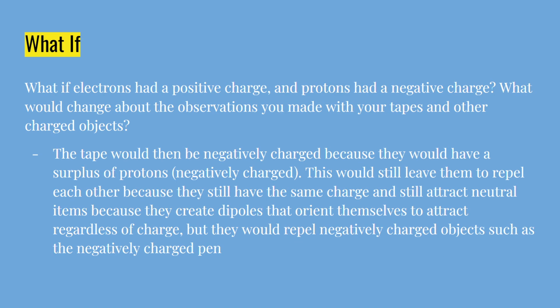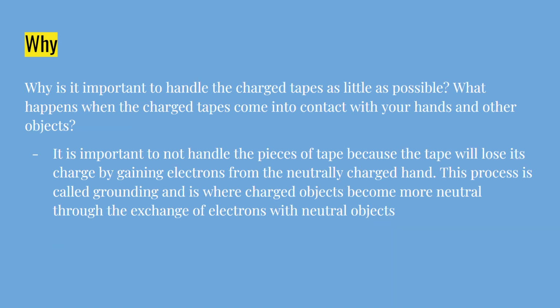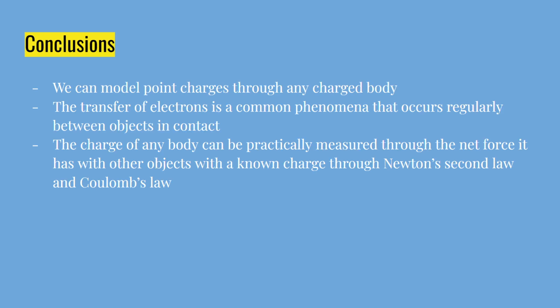What if the electrons had a positive charge and protons a negative charge? This would just swap; everything would be the same as far as how it would attract a hand, how it would attract a neutral object, and of course something with the same charge. The only thing that would be different is something that is already negative, then it would be negative, then they would attract. And why is it important? Because it will ground and then become more neutral. When it grounds, its excess electrons or lack of electrons will then transfer to make both objects more neutral.